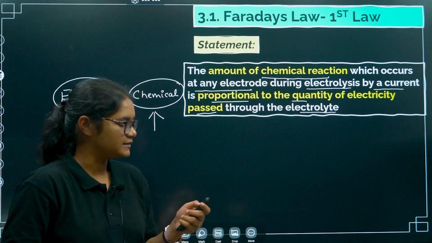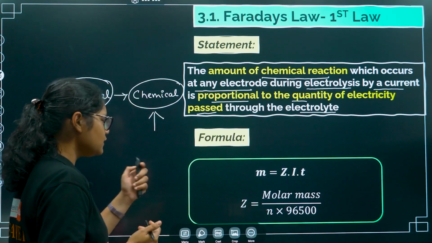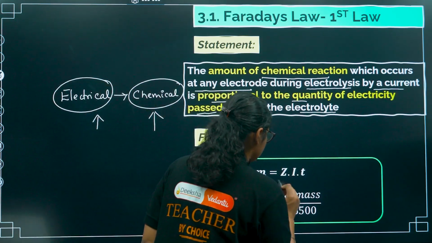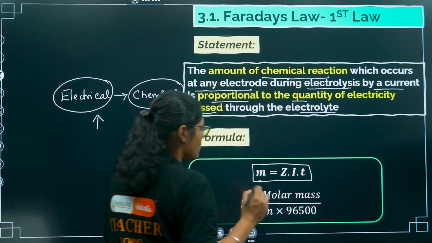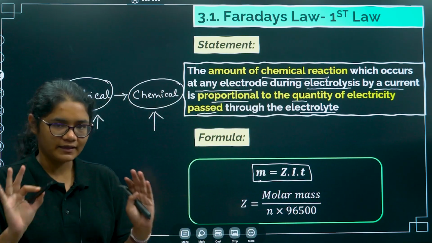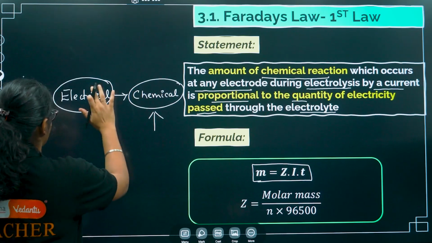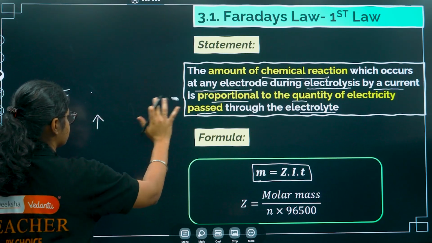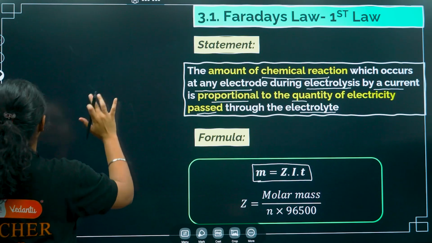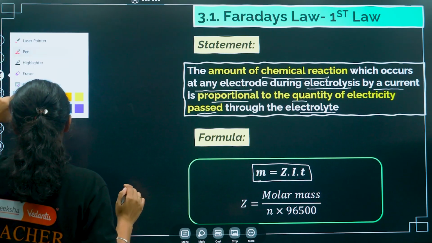Now let us see the formula for this one. The formula is M is equal to ZIT. I will explain what M, Z, I, T are. First let us understand what happens basically in an electrolytic cell, and then we will understand what this M is. For that, let us draw a diagram.